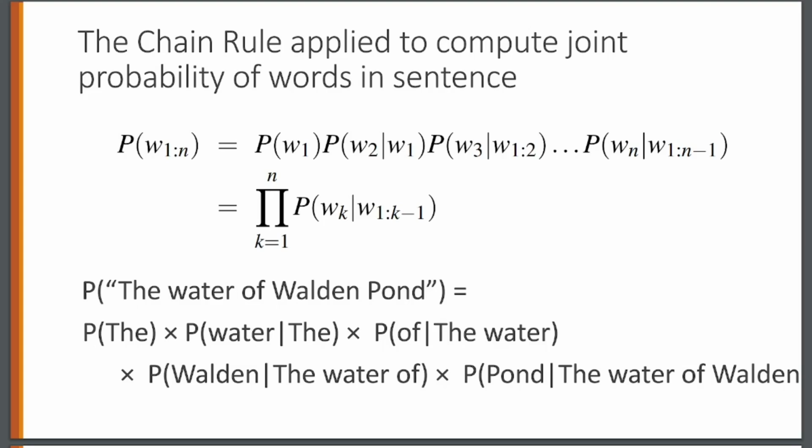So let's think. To get "The water of Walden Pond," to get the probability that those words appear in that order, well, I just need to look at some corpus, some collection of data, right? And the bigger my corpus is, the better I'm going to model the English language in this case. Right? So I need to count, how many times did I see "the"? How many times did I see "water" immediately after the word "the"? How many times did I see "of" immediately after "water"? And so on and so forth.